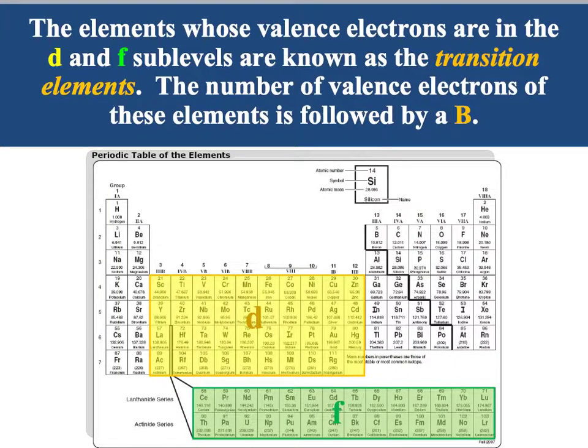The elements whose valence electrons are in D and F sublevels are known as transition elements. And the number of valence electrons of these elements are followed by a B. So those would be the elements in the middle that we talked about before. And then there are 2 small rows that are kind of pulled out to the bottom. They would be transition metals as well. So that's D and F. So the representative elements have their S and P sublevels filled, and the D and F sublevels are filled in the transition elements.